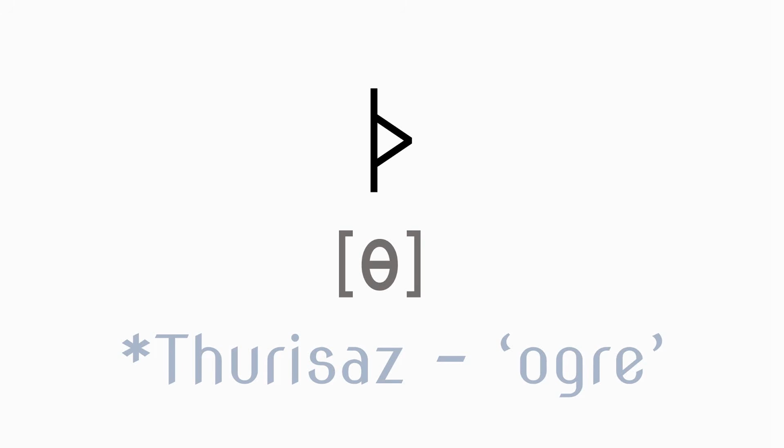Now, the reconstructed name of this rune, as the runes are given names as well, is Thurisaz, and this means something like ogre or giant, it's often translated as. And it's believed that it only represented this voiceless fricative sound, this th. Most runologists agree that the form of the rune is derived from the Latin letter of a D.